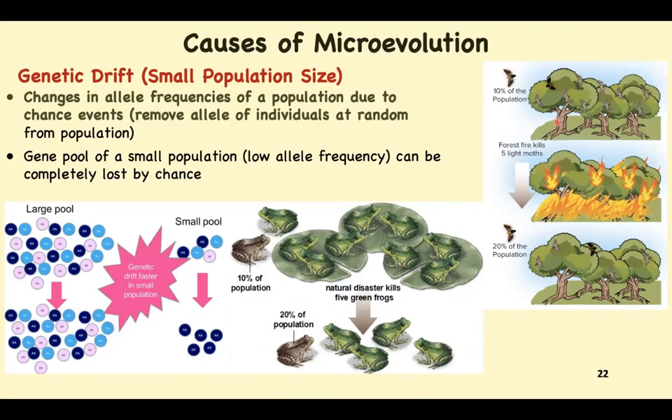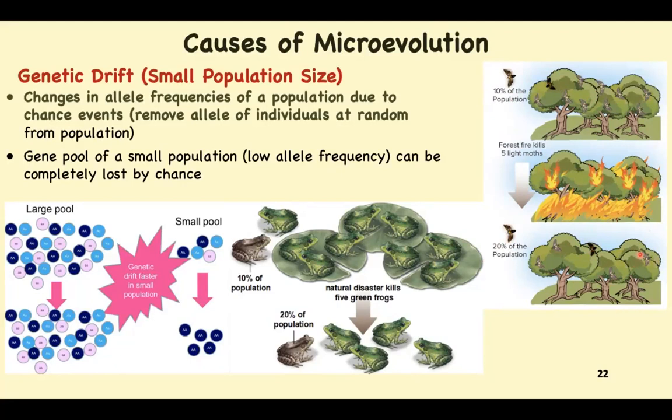Another contoh dekat sini, 10% of the population is the moth dekat sini, dark coloured moth. Yang ni kalau you perasan dekat pokok ni, light coloured moth. So forest fire kills 5 of the light moth. So last the dark peppered moth becomes the 20% of the population. Okay. So these are the new population. Ada 1, 2, 3, 4, 5, 6 saja. Okay. So that is genetic drift.